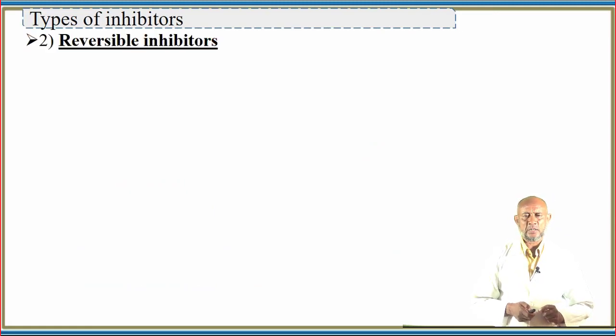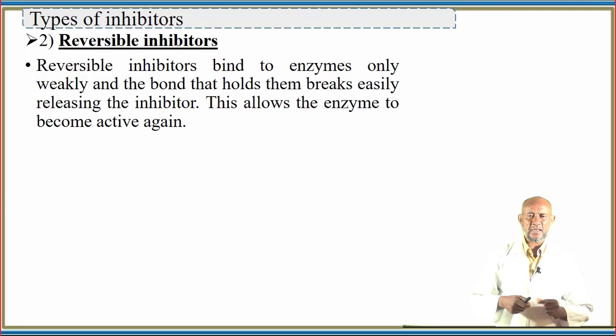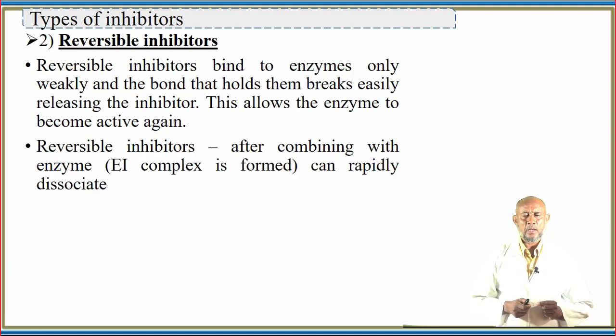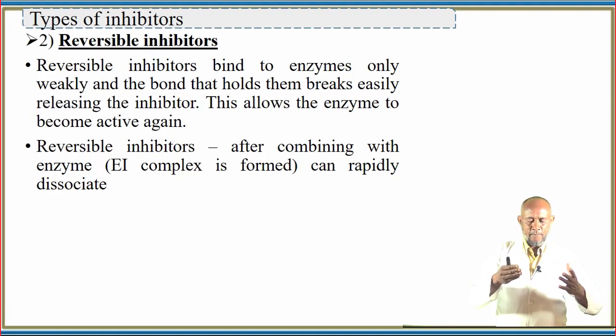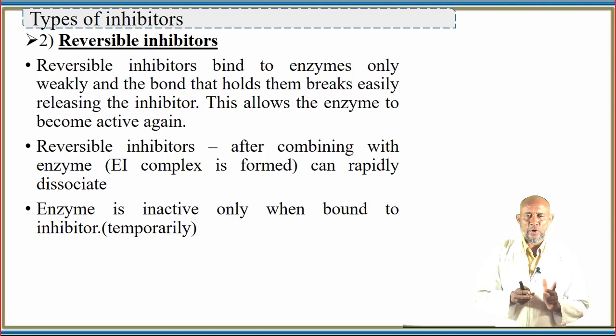The second type of inhibitor is the reversible inhibitor. Reversible inhibitors bind to the enzyme only weakly, and the bond that holds them breaks easily, releasing the inhibitor. This allows the enzyme to become active again. After combining with the enzyme, an enzyme-inhibitor complex is formed, which can rapidly dissociate. First, the inhibitor and the enzyme combine, but their association is temporary, and the bond that holds them together is very weak. Therefore, it can easily break, and then the enzyme is released and free to work normally again. The enzyme is inactive only when bound to the inhibitor, just temporarily.